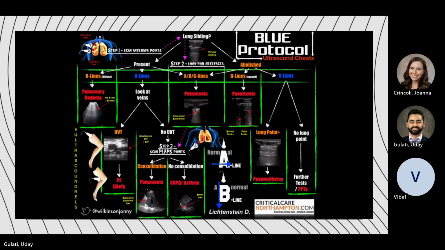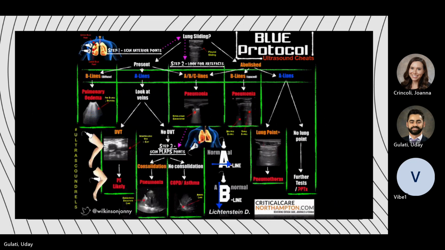So their approach to the BLUE protocol is that you go scan the legs, and if you find a clot there, then this is probably a PE that's causing the shortness of breath. If you don't find a clot, then it's less likely to be a PE and more likely to be a pneumonia or COPD or asthma. And really that differentiates between when you go to your PLAPS points, the posterior points, and if you see gunk over there, then it's pneumonia.